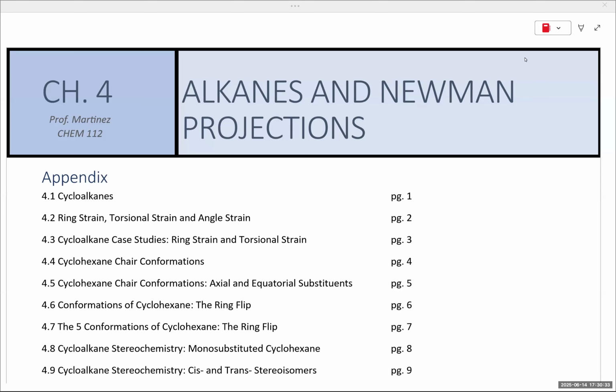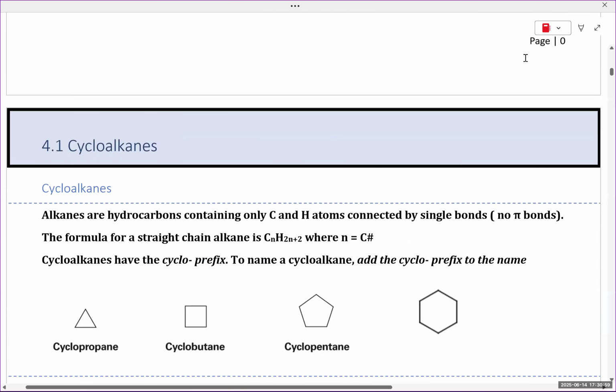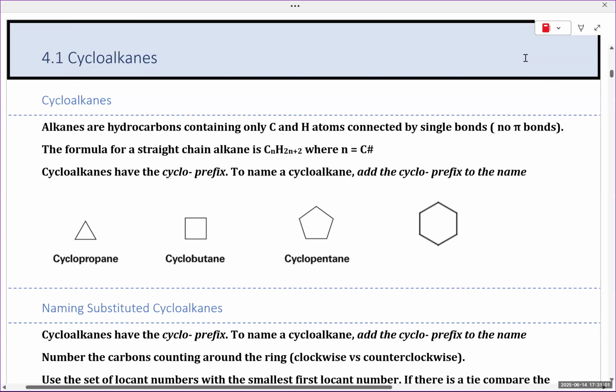Continuing on with the organic chemistry lecture series, we're going to be discussing Chem 112, Chapter 4, which focuses on alkanes, cycloalkanes, and talking a little bit about chair conformations, as well as discussing Newman projections and other methods of conformational analysis for cyclic systems. So let's talk a little bit about cycloalkanes.